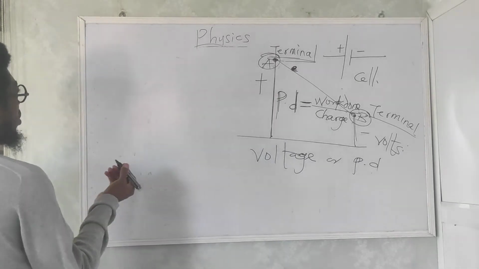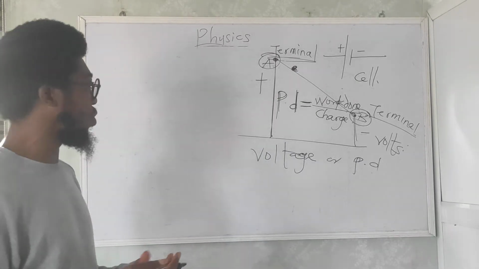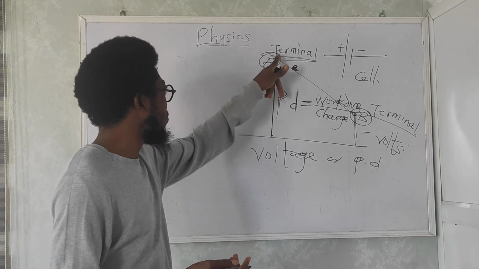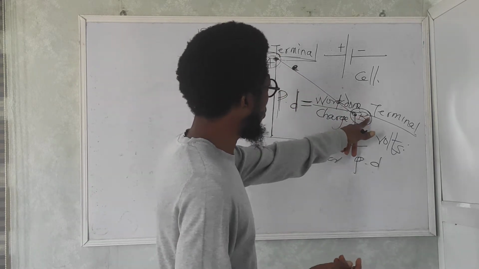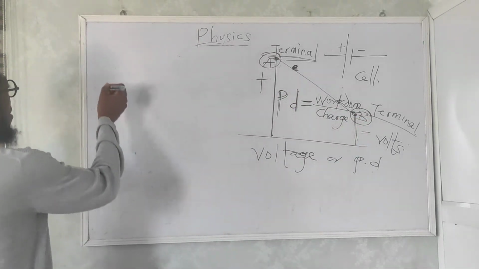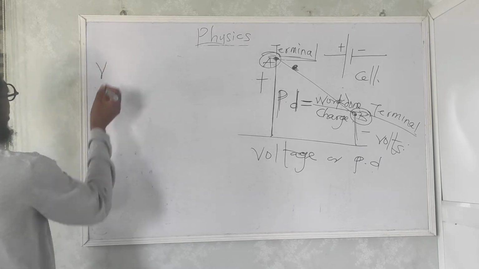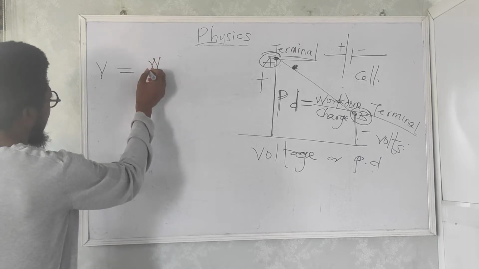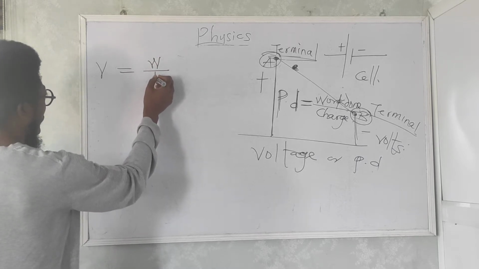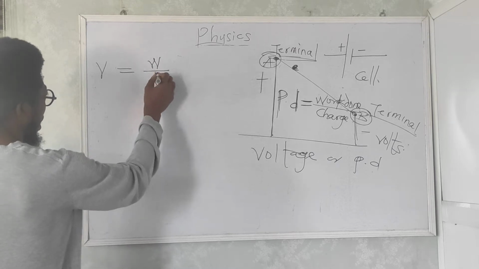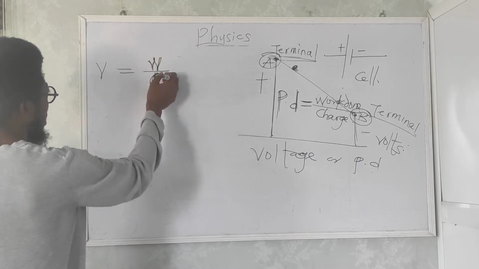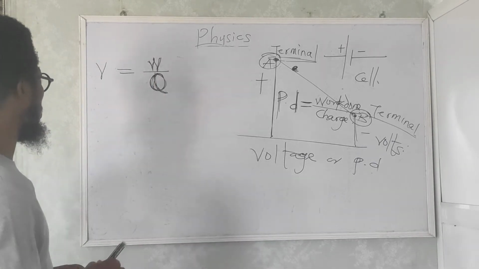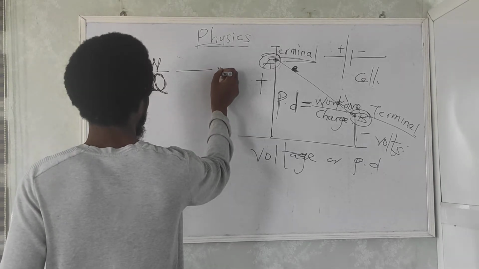So that means that if I want to define voltage now, I will define it as the amount of work that is done in taking a unit positive charge from one terminal of a cell to the other terminal. So let's look at that mathematically. We can now say voltage, remember that's also potential difference, is equal to work or energy over the quantity of charge, right? Over charge, the work that is done in taking a unit positive charge from one terminal of the cell to another. So let's pay attention to this equation.